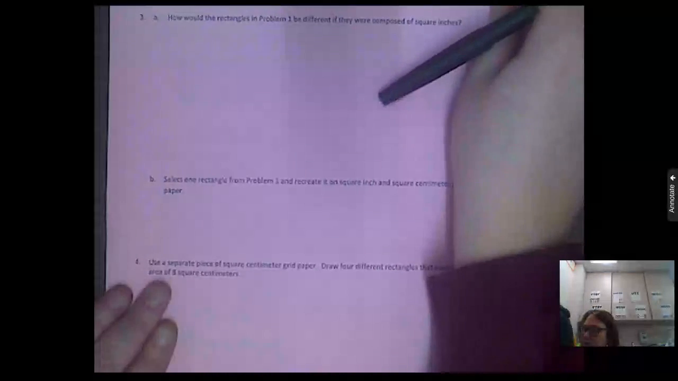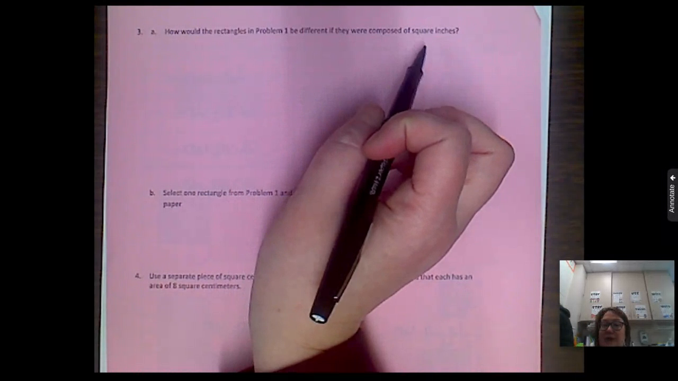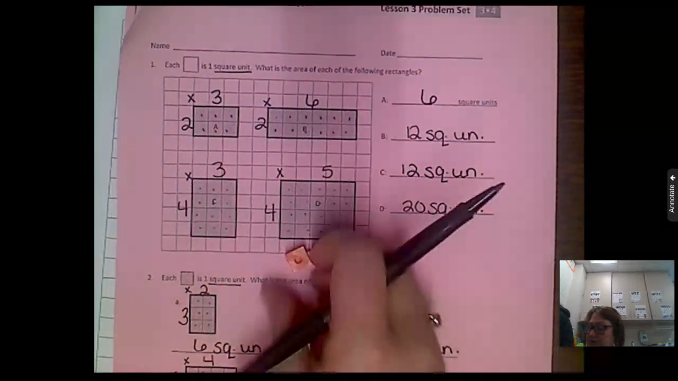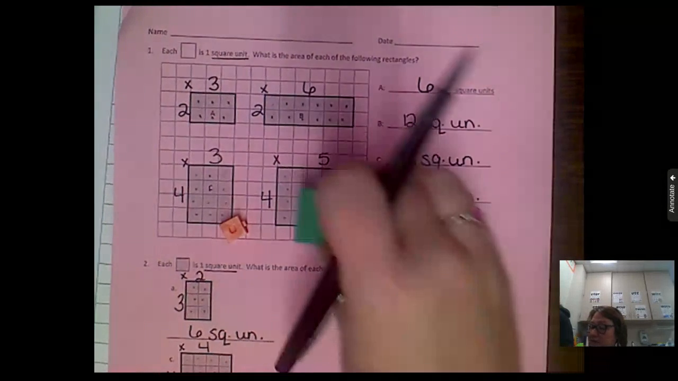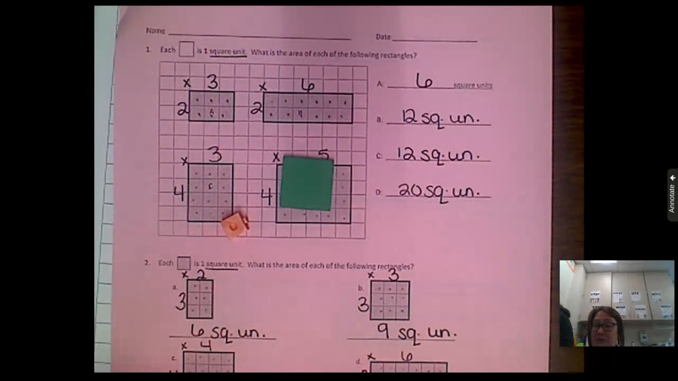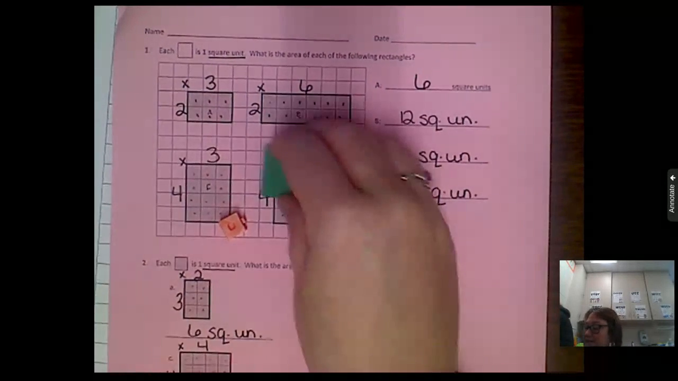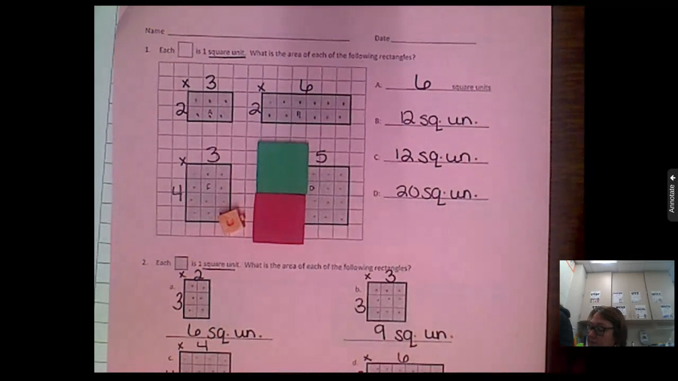All right, so 3A says, how would the rectangles in problem 1 be different if they were composed of square inches? So if we look at the rectangles in problem 1, they're small, right? So even though it says to label them as square units, they were like centimeters, so they were small. So if they were square inches, here's where we could use our tiles, right? So the first one for 2 times 3, let's make that with your square inch tiles because I asked you to have those handy. So that would be 2 rows and 3 in each row.